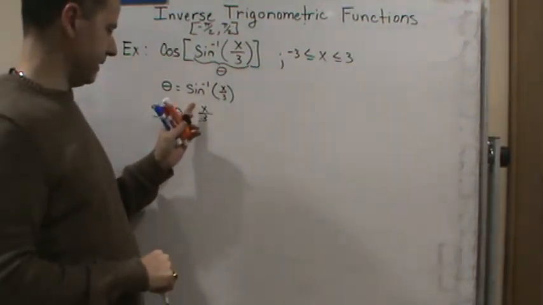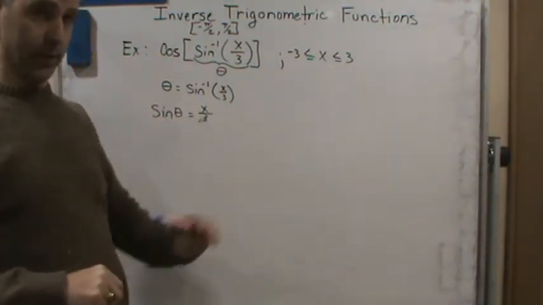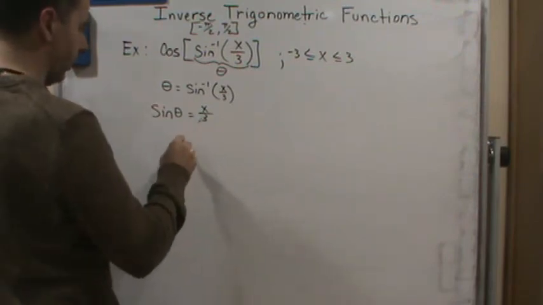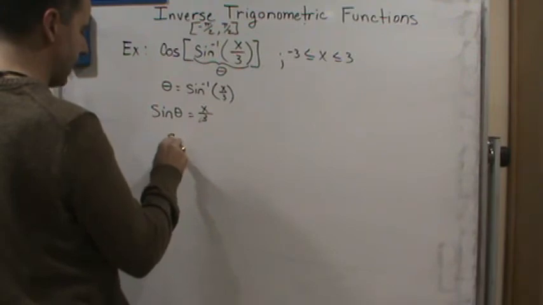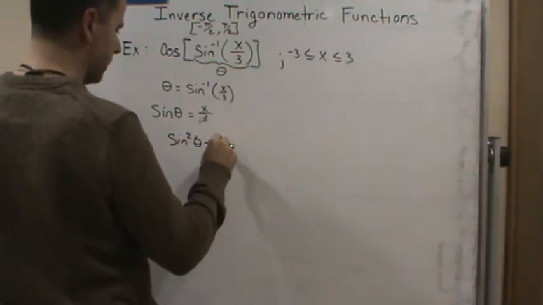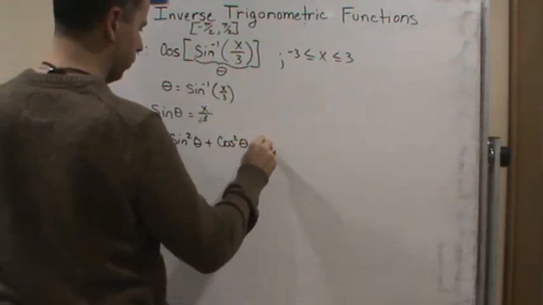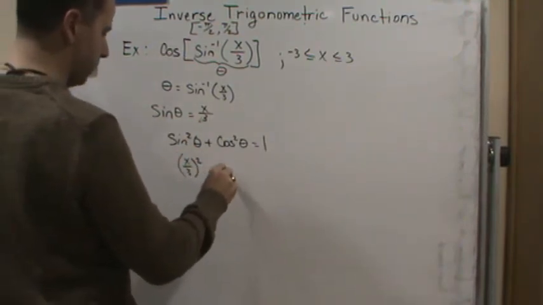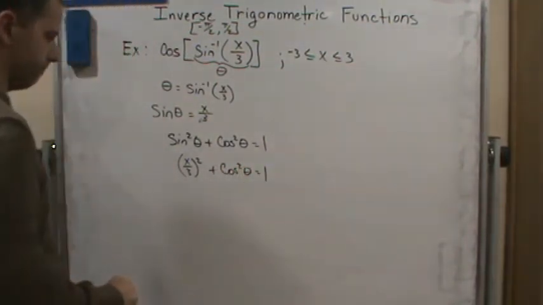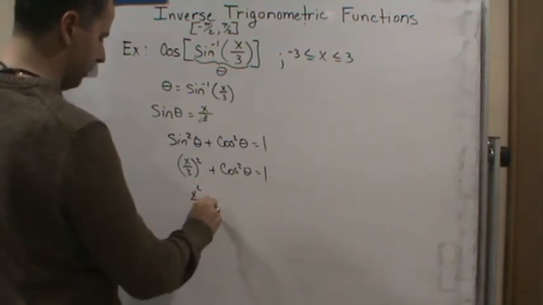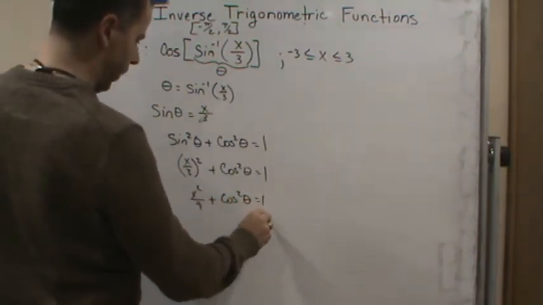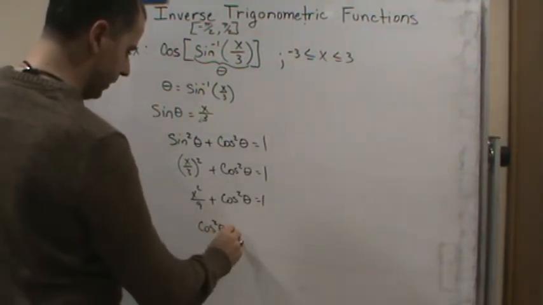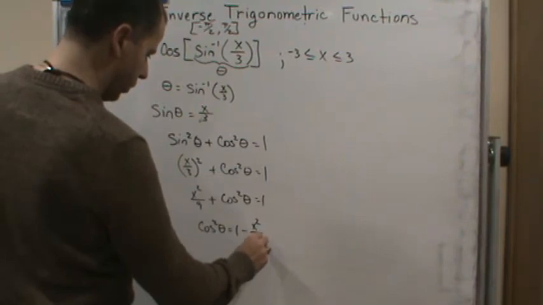Now this is where you can say this is opposite over hypotenuse, and you can set up your right triangle, but I'm going to use the Pythagorean identity. It'll work either way. So I know that sine squared theta plus cosine squared theta equals 1. And sine theta equals x over 3, so I get x over 3 squared plus cosine squared theta equals 1, which is x squared over 9 plus cosine squared theta equals 1. Now I'm going to subtract from both sides. So I get cosine squared theta equals 1 minus x squared over 9.